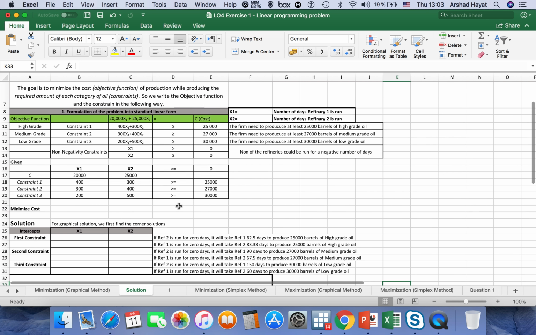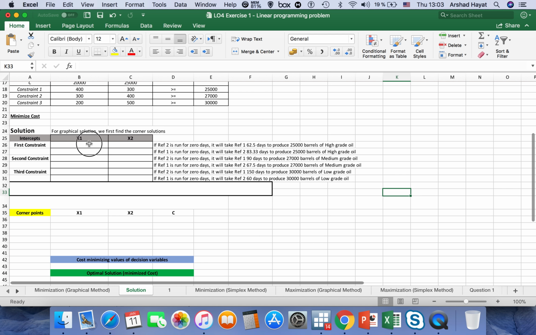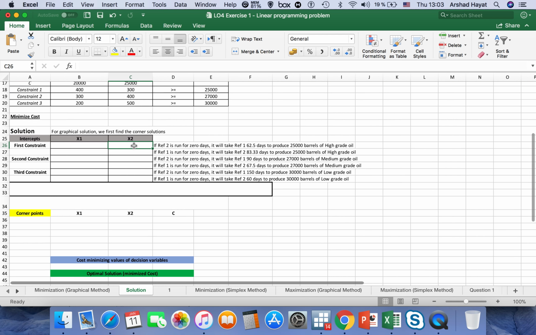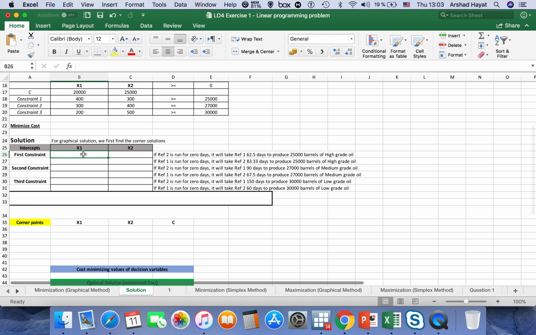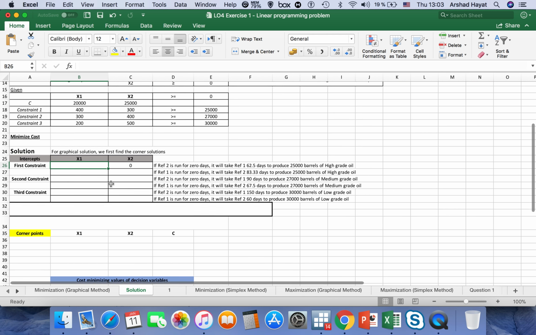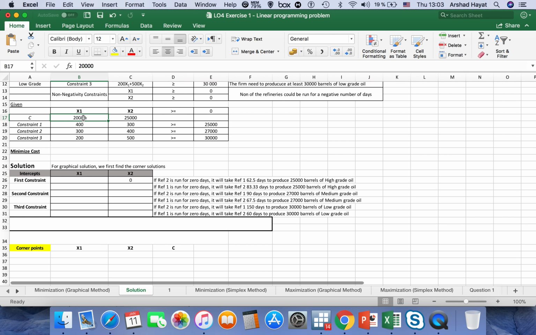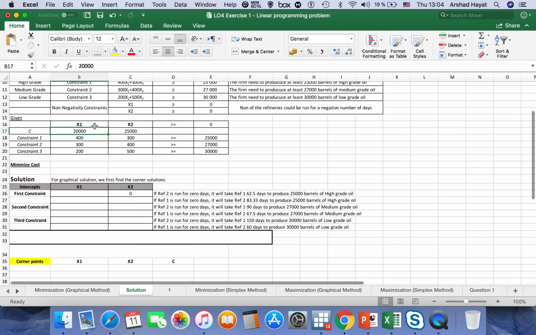Let's have a look, for example. Now this is our x1 and this is our x2. What would be the value of x1 if x2 were equal to 0? So let's just put x2 equal to 0. Then what would be the value of x1? This simply means that if refinery 2 runs for 0 days, how many days will it take refinery 1 to produce 25,000 barrels of high-grade oil? So we know that this is the equation. This is the first constraint.